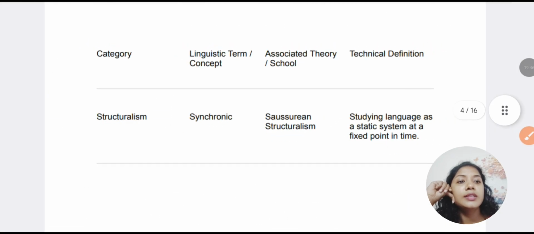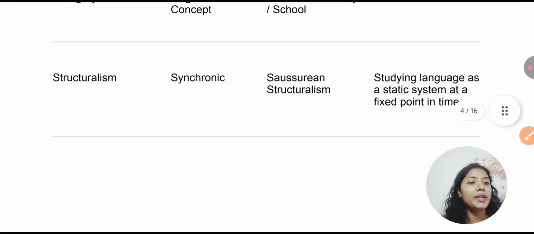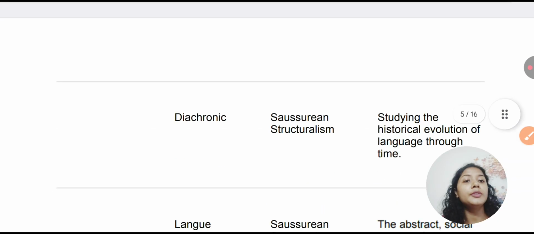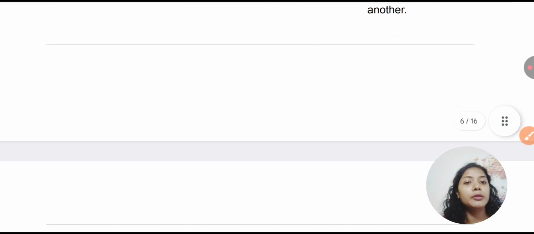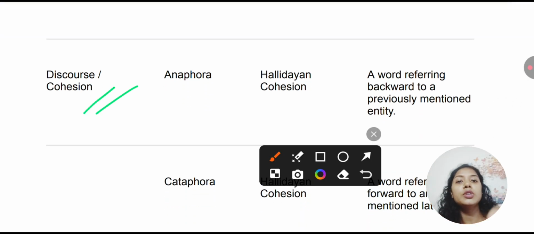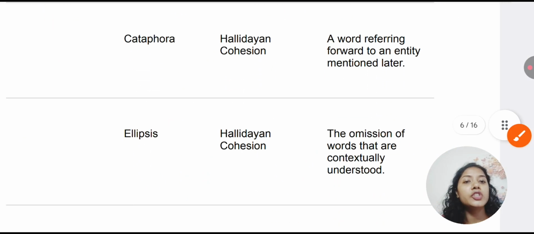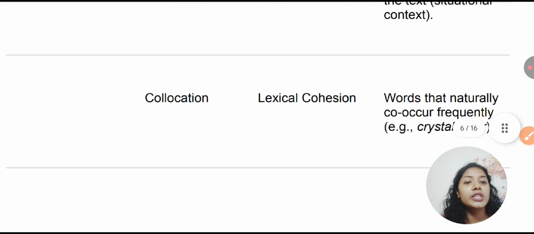Now here are the same concepts. Structuralism: in structuralism we have so many concepts given by Ferdinand de Saussure. So synchronic, diachronic, langue, parole, syntagmatic, paradigmatic. Then in discourse we study cohesion, anaphora, cataphora. It is a concept by Halliday, cohesion. Cataphora, ellipsis, exophora. Collocation is very important, everyone.